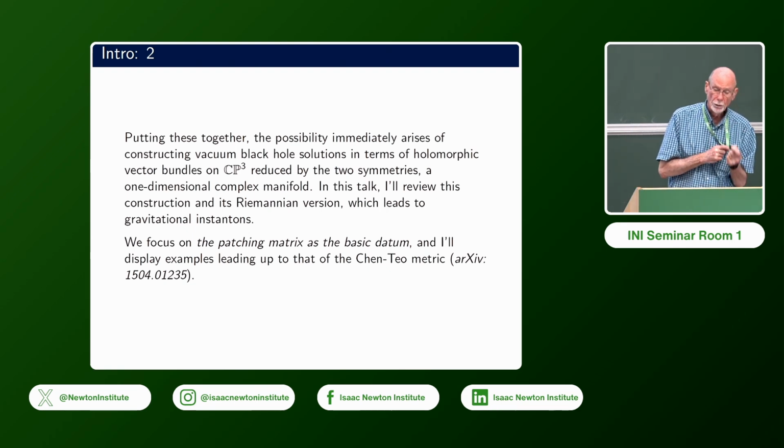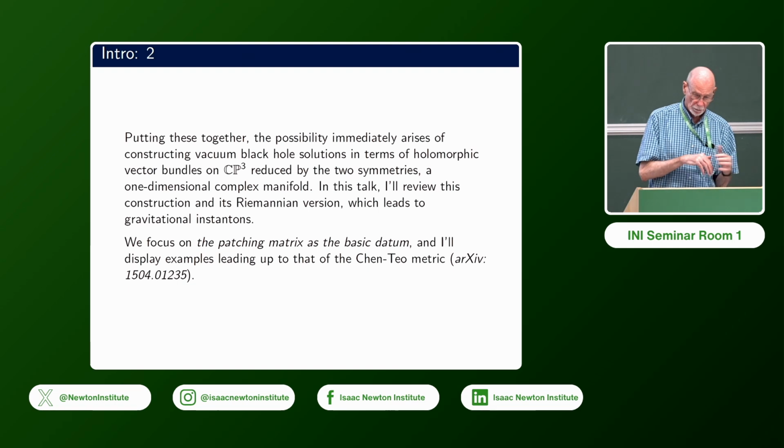So what I'm going to do is review the construction which leads to gravitational instantons, and then give you a bunch of examples, working my way through to the Chen-Teo metric. And the Chen-Teo metric, that's where you'll find it.